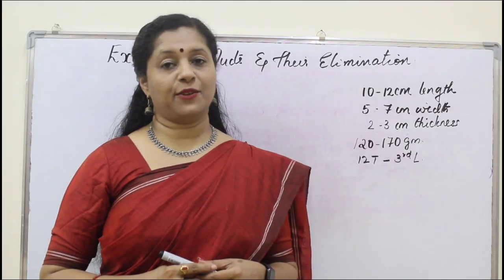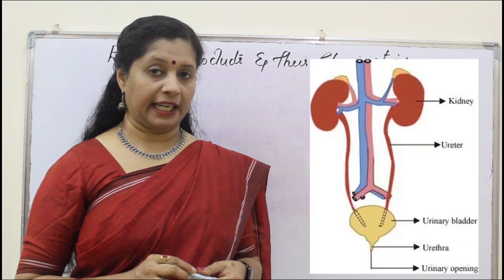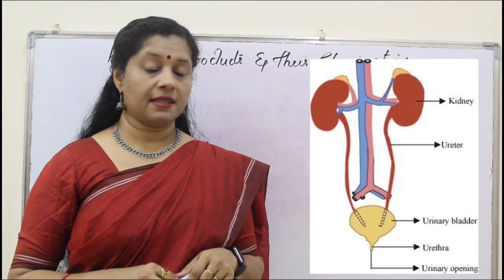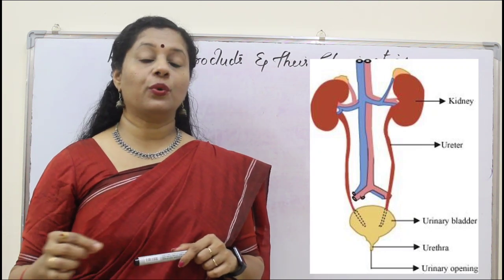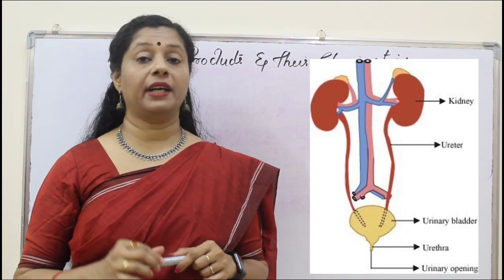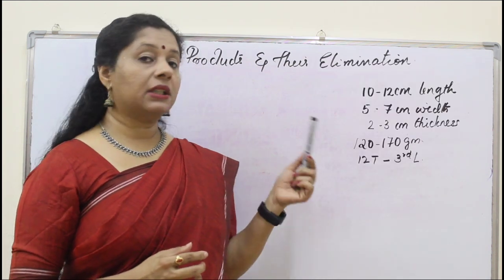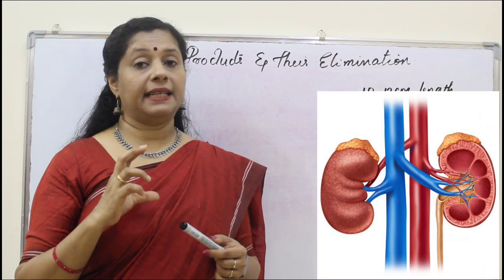So what are the parts of our excretory system? Our excretory system consists of a pair of kidneys. From there originate a pair of ureters. Ureters enter into the urinary bladder, and from there the urethra is voiding out, or passing out, the urine. So when we talk about the kidney, it is usually 10 to 12 centimeter in length.